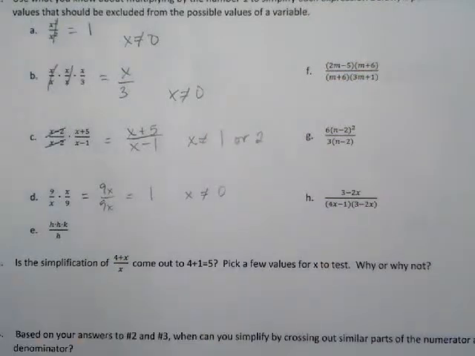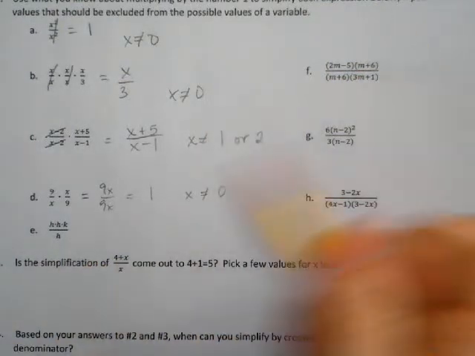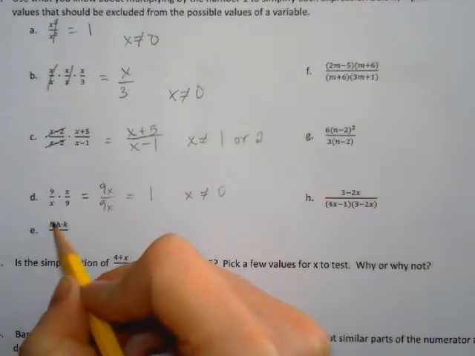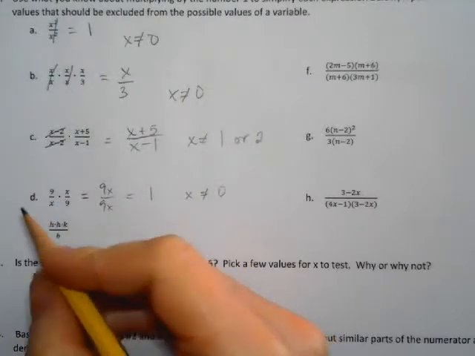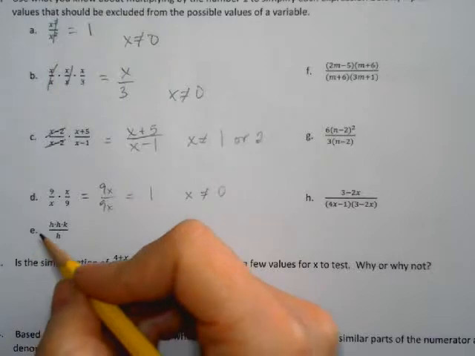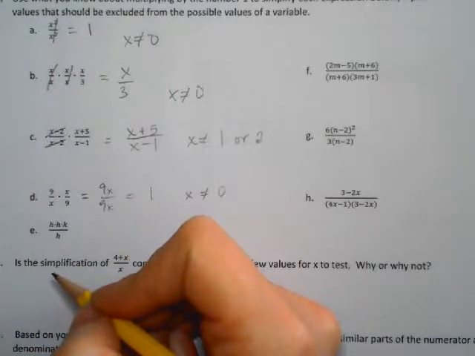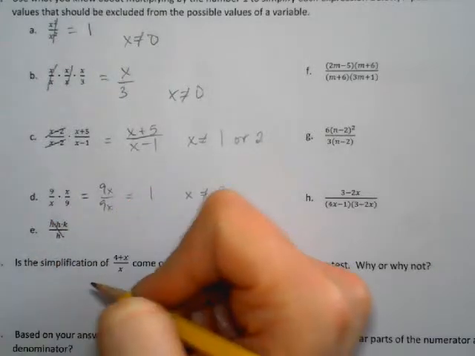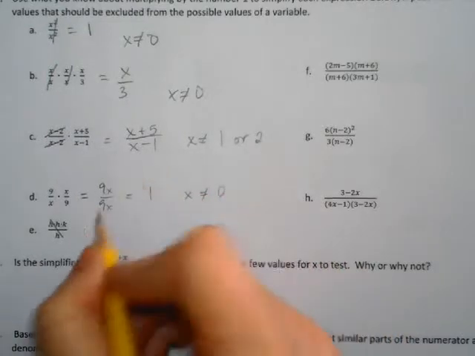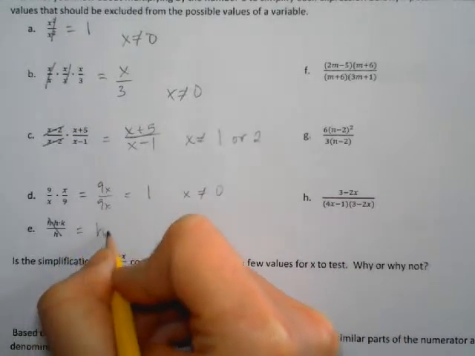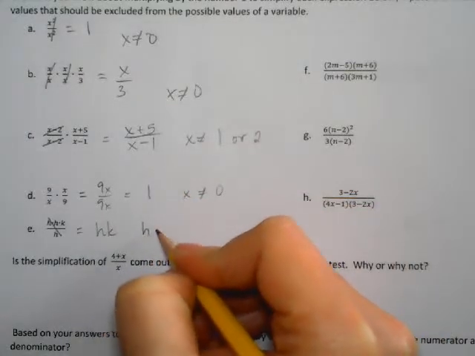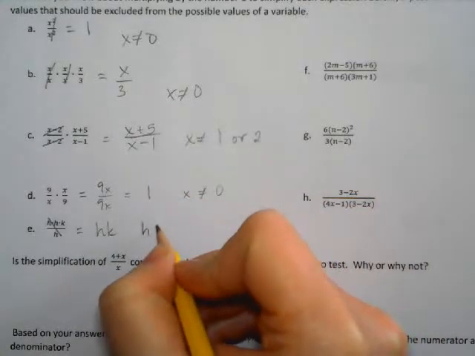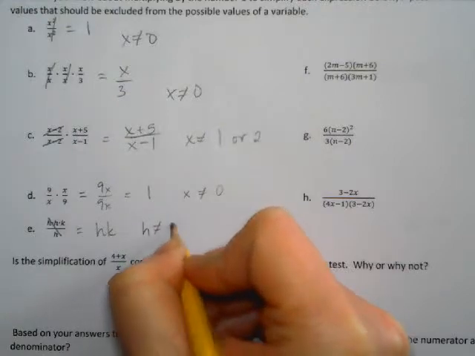My formatting on this got a little screwed up. This was supposed to be on the other column over here, but what happens on part E? What's dividing out there? So I'm left with just HK. And any restrictions? 0. H can't be 0.